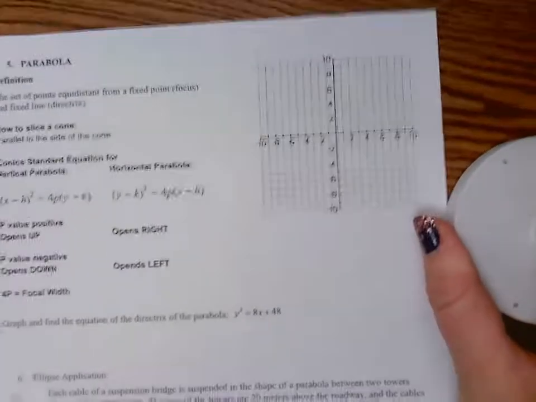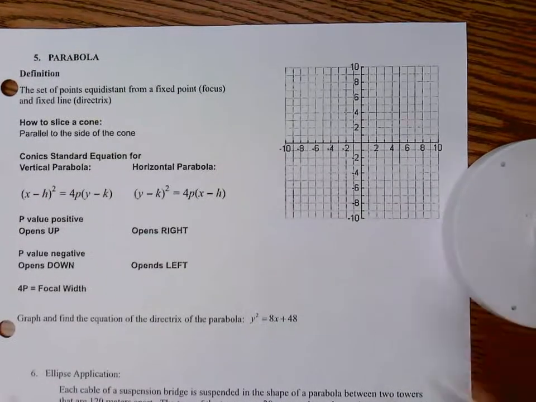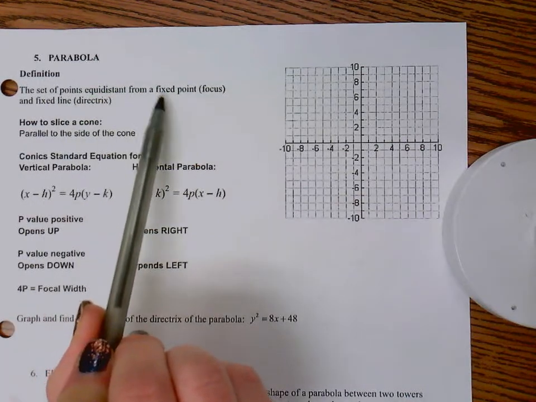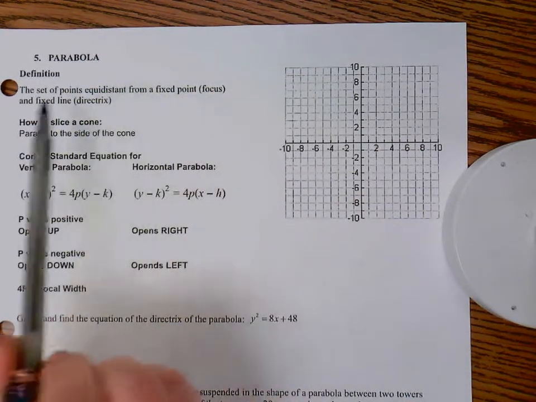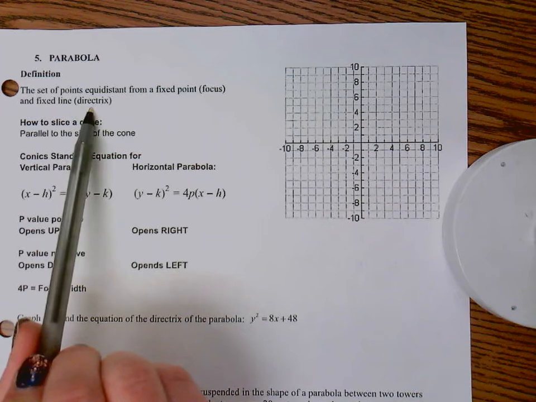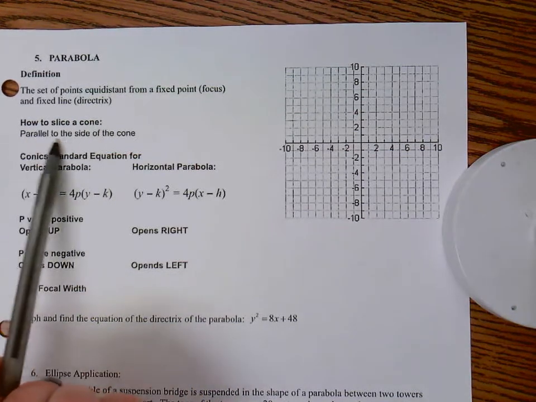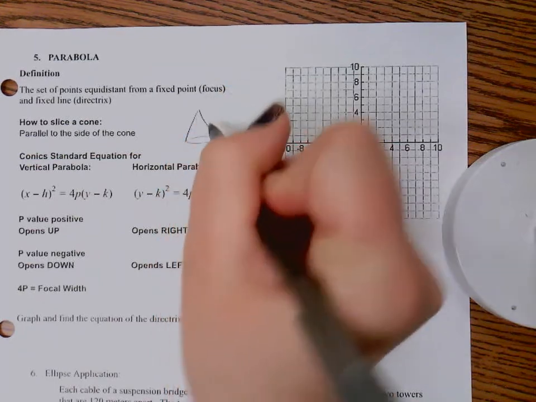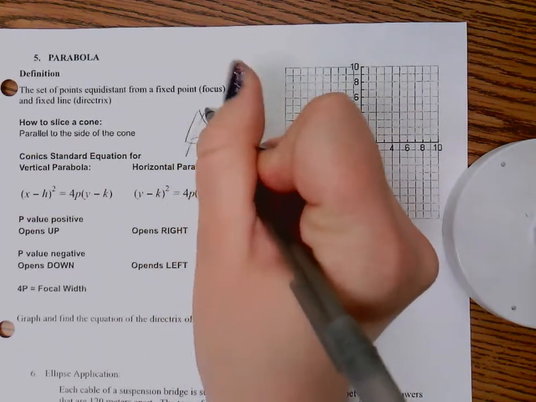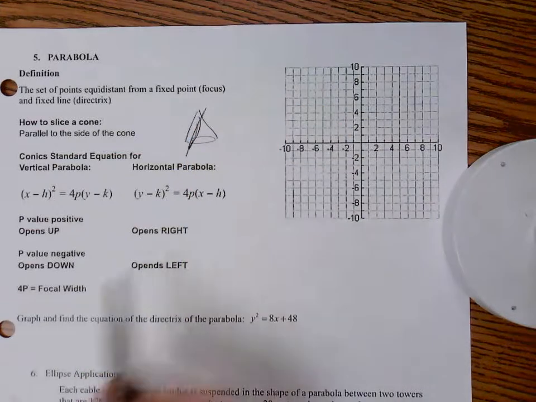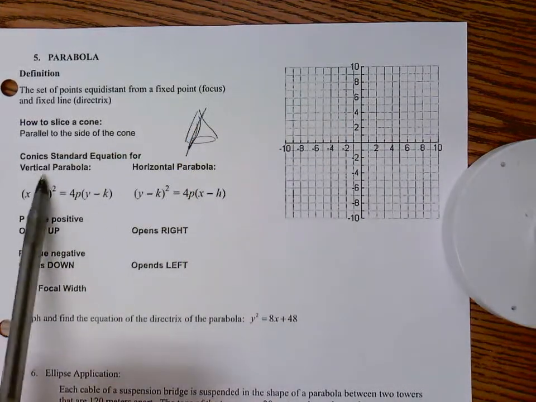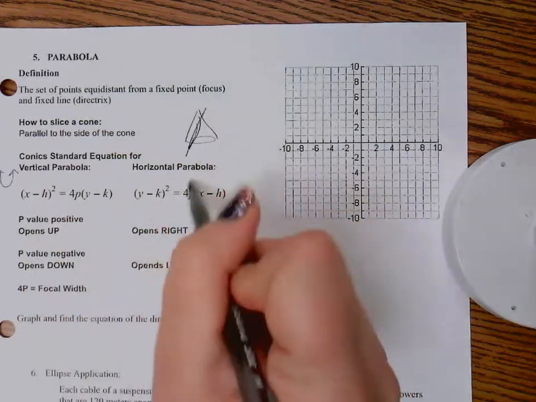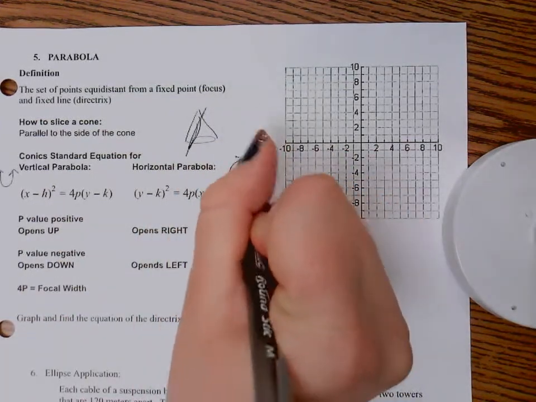And I was going to look at this parabola. So this time it's a set of points equidistant from a fixed point called the focus and a fixed line called the directrix. Like I said, parallel to the side of the cone. So when you're slicing your cone, it's kind of going down through the base. And if you have a vertical parabola, that's your old friend x squared. If you have a horizontal parabola, right, it's going kind of sideways.